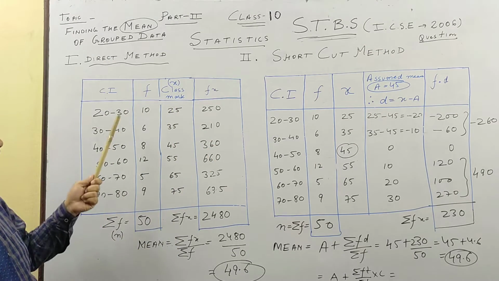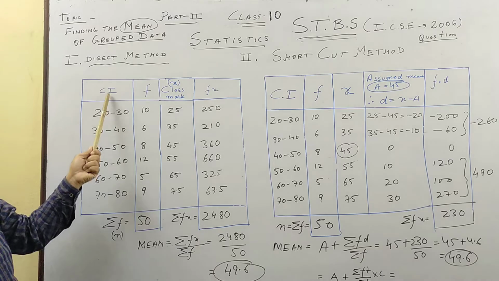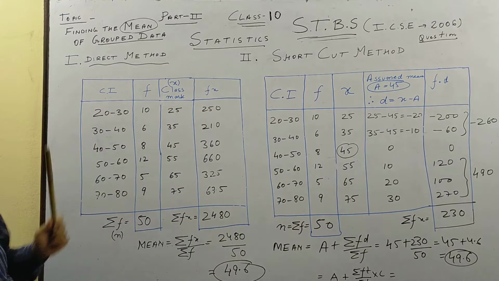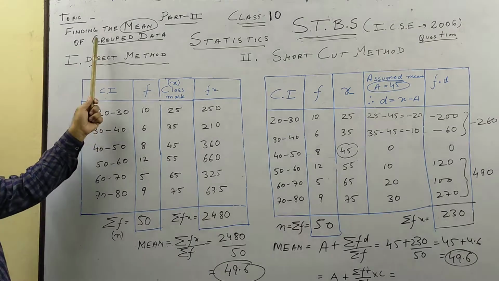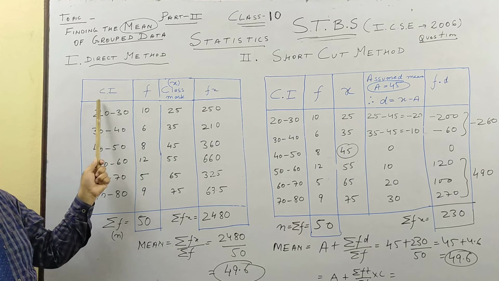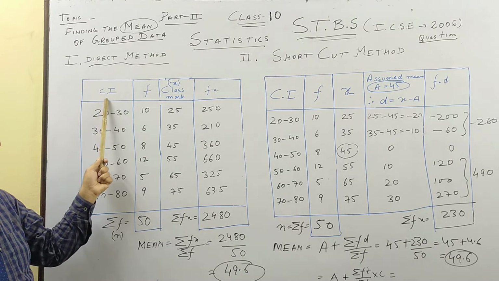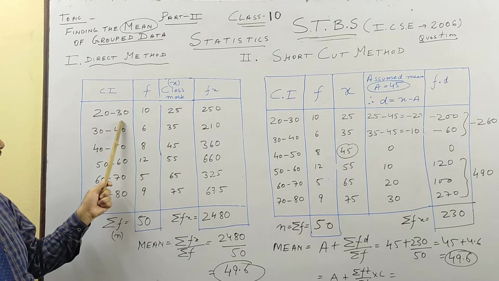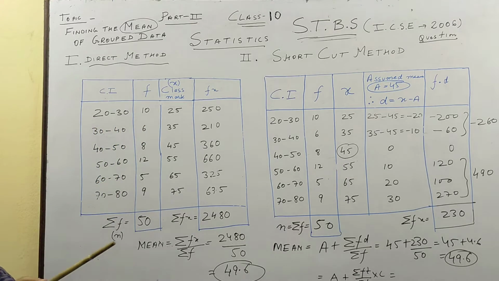Ungrouped data is where we don't have a class interval, just x, which we have seen, and generally we use the direct method. But here we learn about grouped data, where CI stands for class interval. For the class 20 to 30, the frequency means how many.